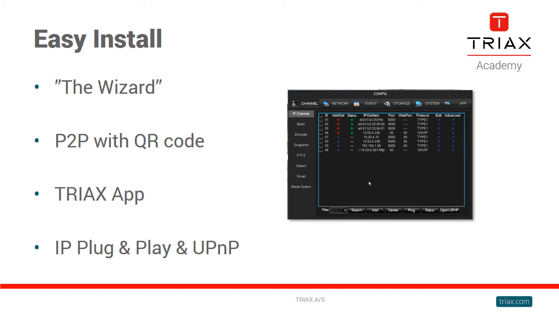If the camera isn't supporting ONVIF, you can try with plug and play. If the camera is recognized, it will be available in the list. This also goes for the THDR and the HDTVI cameras. As soon as you connect the camera, it will appear in the list, ready to be added to the system.